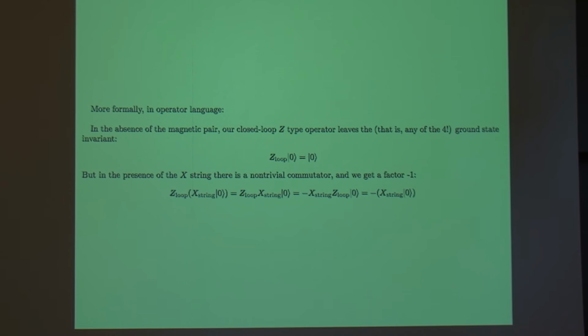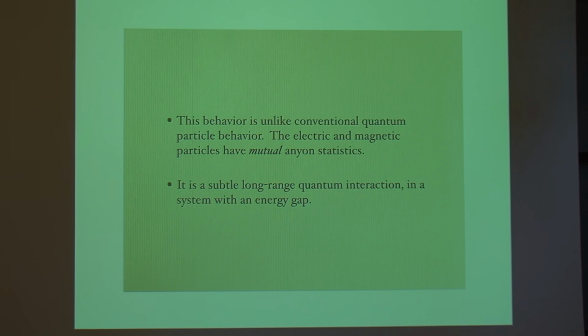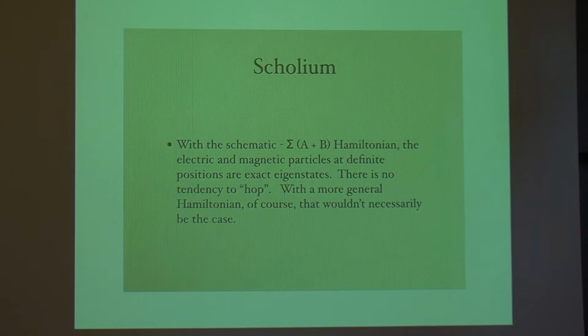So there's a mutual statistics between the electric and magnetic particles. These emergent excitations in the simple solvable model have mutual statistics. It's a funny kind of long-range quantum gauge interaction in a gapped system. So it's the most important kind of interaction. It dominates at long distances. Everything is gapped. And that's promising for, of course, seeing it experimentally.